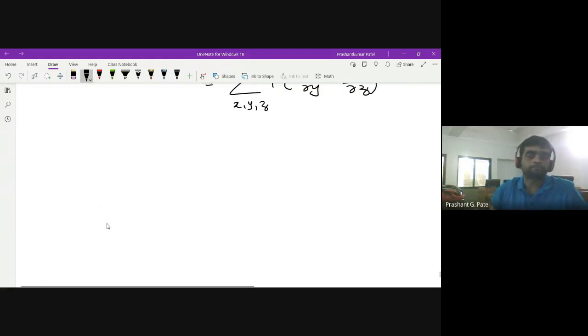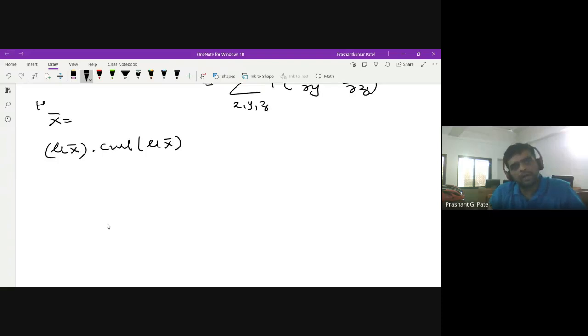Now, what are the things we have? We have μx̄. We have to prove that μx̄ · curl(μx̄) is 0. That is our objective. What is x̄? Here x̄ is (P, Q, R). So μx̄ is (μP, μQ, μR).